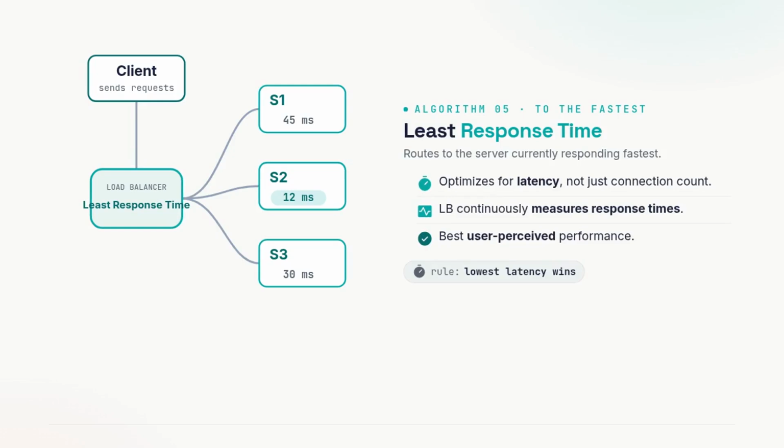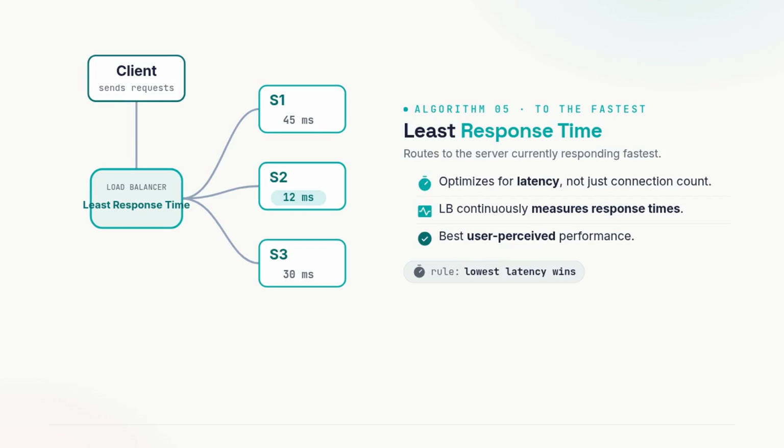Least Connections asks who has the fewest requests, but a server can be handling only a few requests and still be slow. Least Response Time asks the sharper question, who is actually answering the fastest right now? Server 1 is taking 45 milliseconds, server 3 30, but server 2 is answering in just 12.